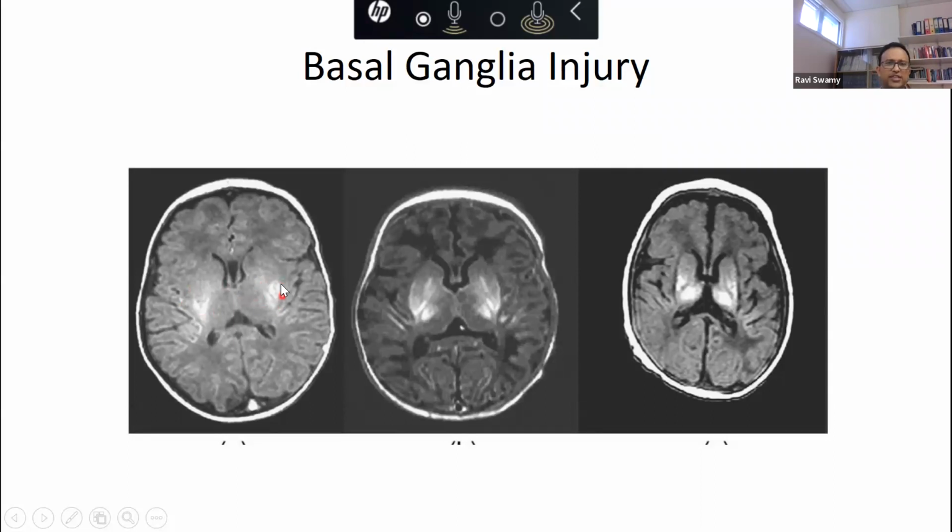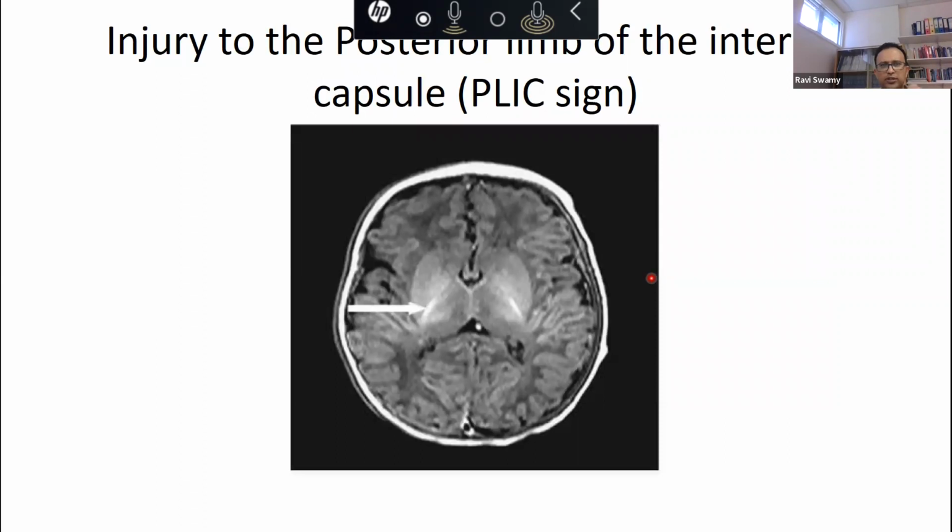So if you see such things, increased echogenicity in the basal ganglia and thalamus region, then you are fairly sure that this child will have some form of long-term outcome, and you should start working on this child as quickly as possible. So that is number one.